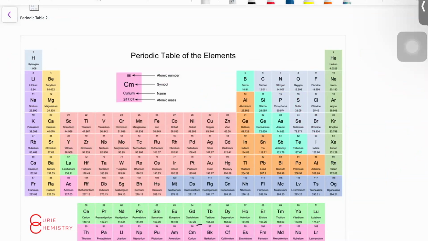You can divide your periodic table into blocks that tell you where the electrons are sitting for each of the elements. So this part on the left here is called your S block. These 6 columns on the right are called your P block. This block in the middle is called your D block.